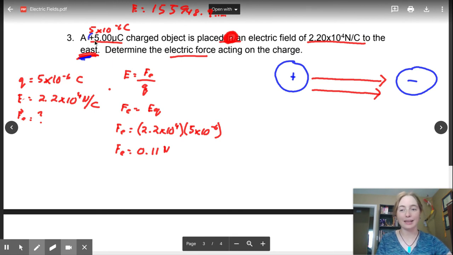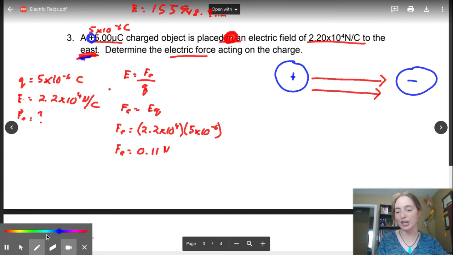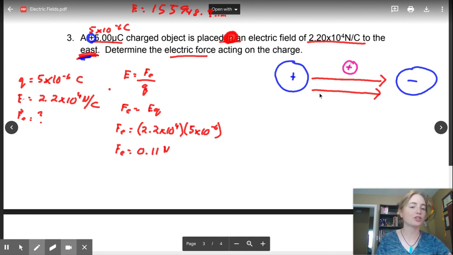Well, I am placing a positively charged object inside this field. We'll change colors. Let's go pink because pink is cool. I'm going to put a positively charged object inside this field. Now, what's going to happen? It's going to go to the right. It doesn't matter, or in this case, east. It's going to go to the east. It doesn't matter if this is a positively charged object that's creating the field, because the two positive charges are going to repel each other, and that pink object is still going to go to the east.